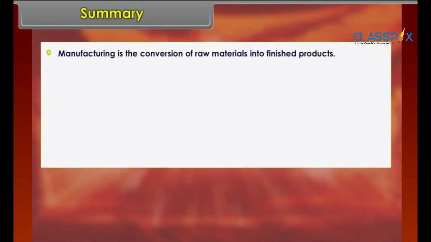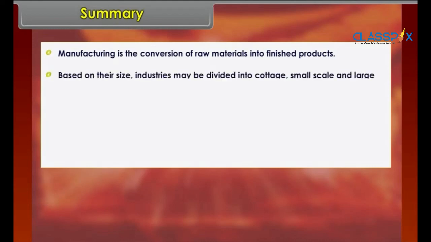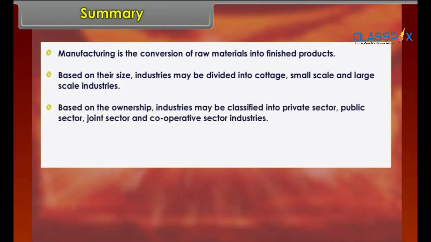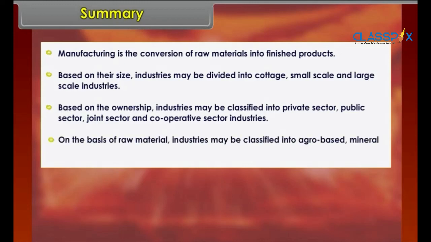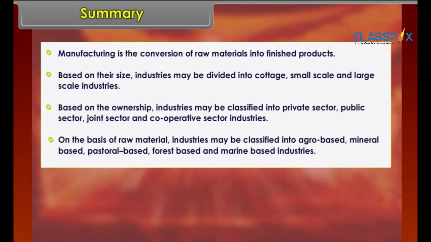Summary. Manufacturing is the conversion of raw materials into finished products. Based on their size, industries may be divided into cottage, small-scale and large-scale industries. Based on the ownership, industries may be classified into private sector, public sector, joint sector and cooperative sector industries. On the basis of raw material, industries may be classified into agro-based, mineral-based, pastoral-based, forest-based and marine-based industries.